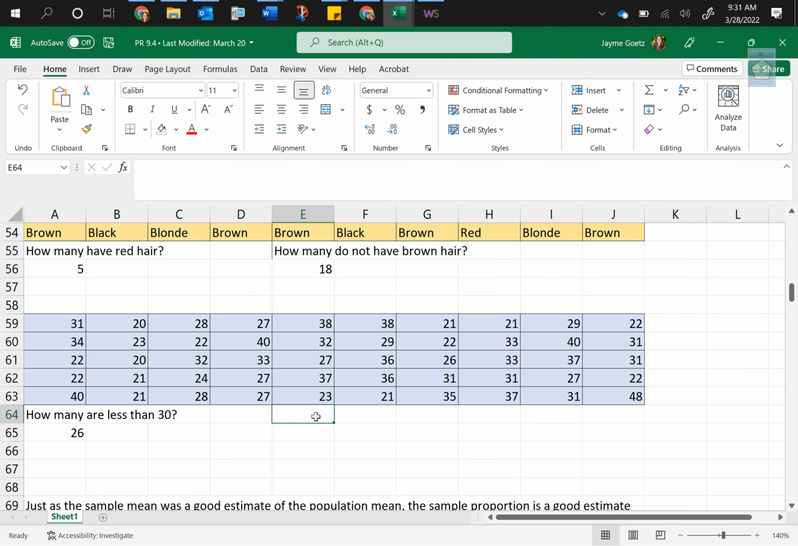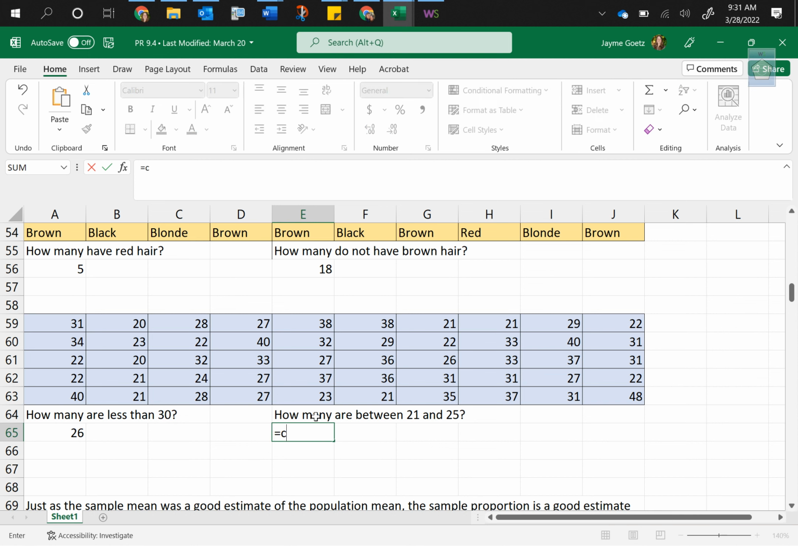So now I want to do one more. How many are between 21 and 25? Now before we do this one, I want you to think about it. Between 21 and 25. Okay? Between 21 and 25. And then watch what I type in.